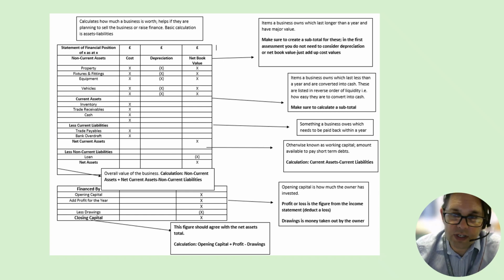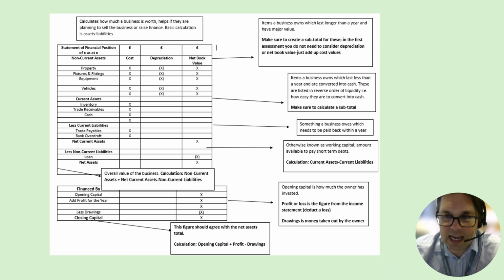We've then got drawings. Now, drawings is any money taken out by the owner. It doesn't have to be cash. It could be stock or anything they've taken out of the business that has financial value would reduce the amount of money that they can therefore take out in future. So we deduct the drawings. That gives us our closing capital. So that's the overall owner investment in the business. And then obviously that becomes opening capital next year.